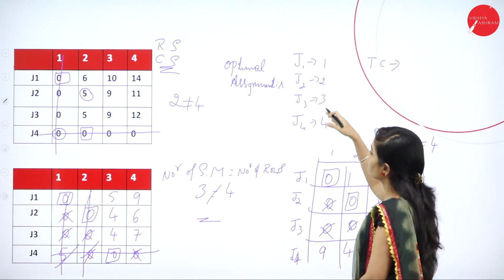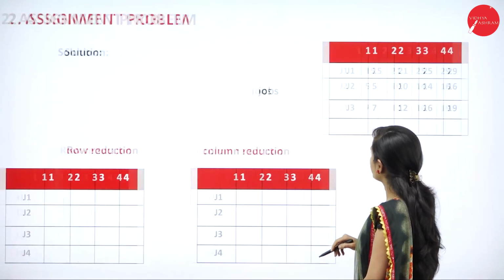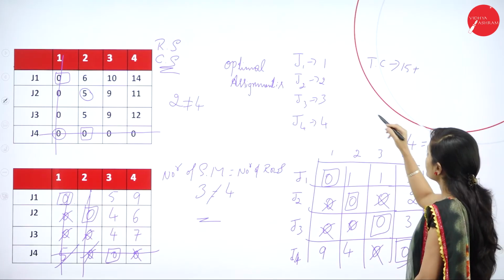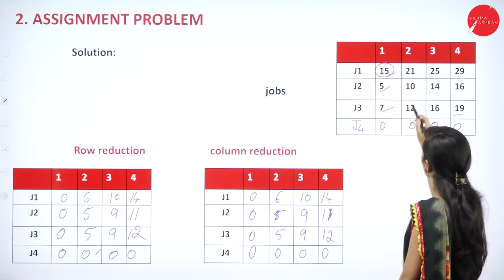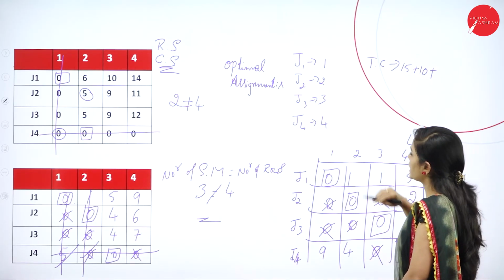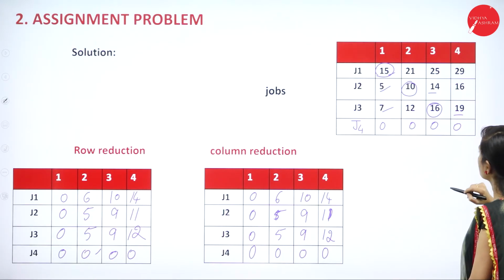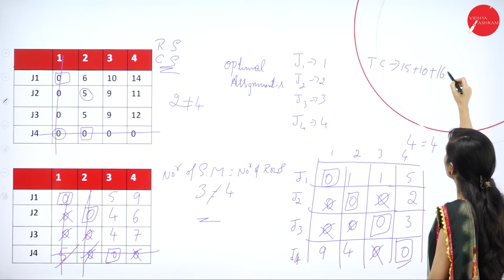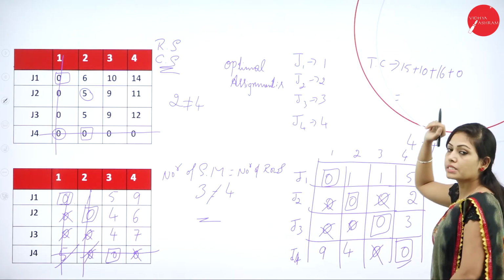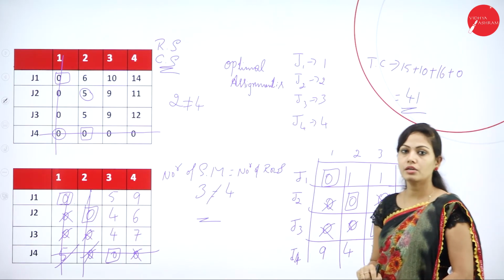So what is the original value of this 1, 2, 3, 4? So J1 to 1 means it is 15. And J2 to 2, it is 10 plus 10. And J3 to 3, it is 16. J4 to 4 is 0. So 16 plus 0. So what is the total cost? So 15 plus 10 plus 16, it is 41. So this is your total cost.